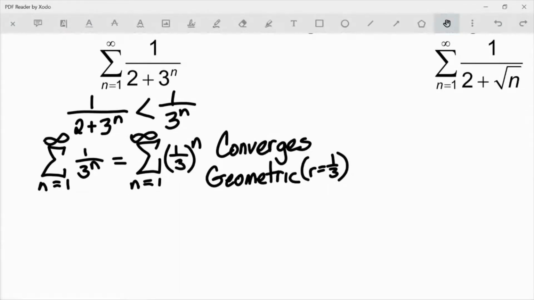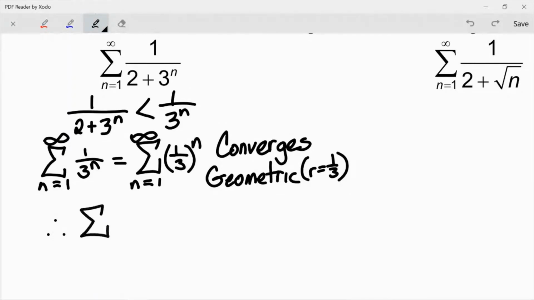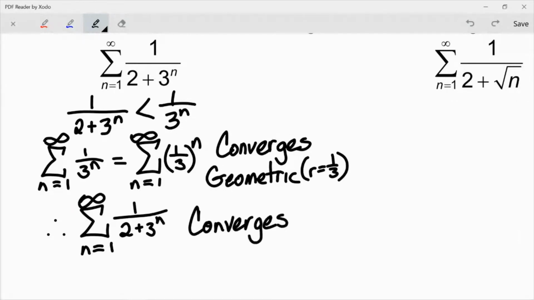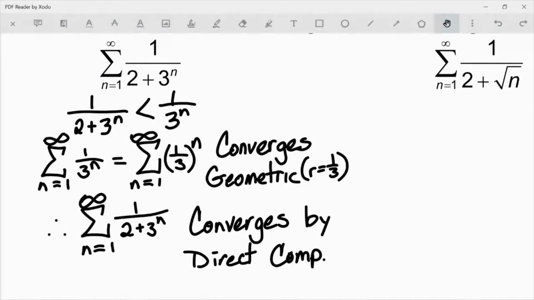Well, now look at the order that our 2 rules fell in here. The larger of the 2 converged, that means the smaller one also has to converge. So therefore, the sum of this series from 1 to infinity, 1 over 2 plus 3 to the n, also converges. And our reasoning for that would be, I'll say, by direct comparison.